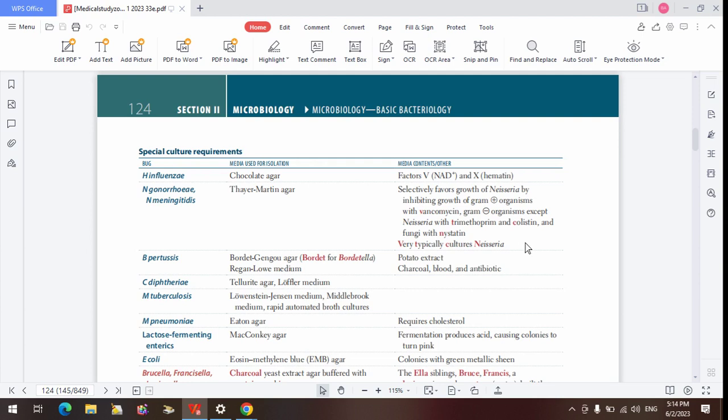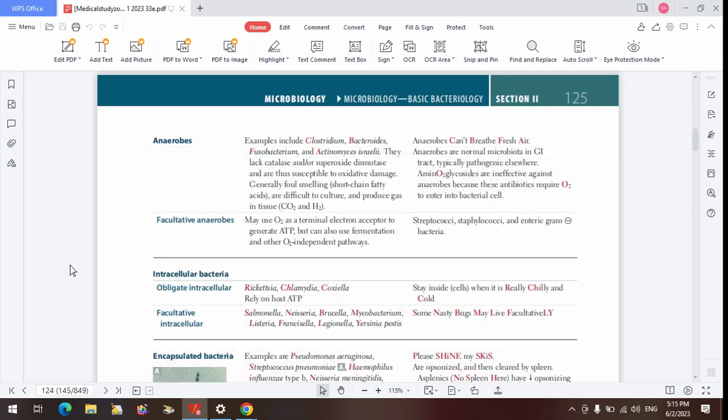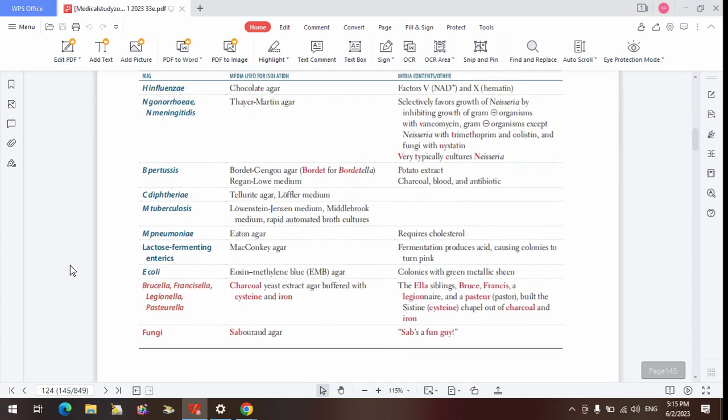Then the last one is colistin, or polymyxin. Any one of them can be used interchangeably. Colistin or polymyxin, alongside trimethoprim, inhibit the gram-negative organisms. Then the last one is the fungi. So how do you want to take out the fungi? Use nystatin. Nystatin will inhibit the growth of the fungal agent. So that's that about the Thayer-Martin agar.